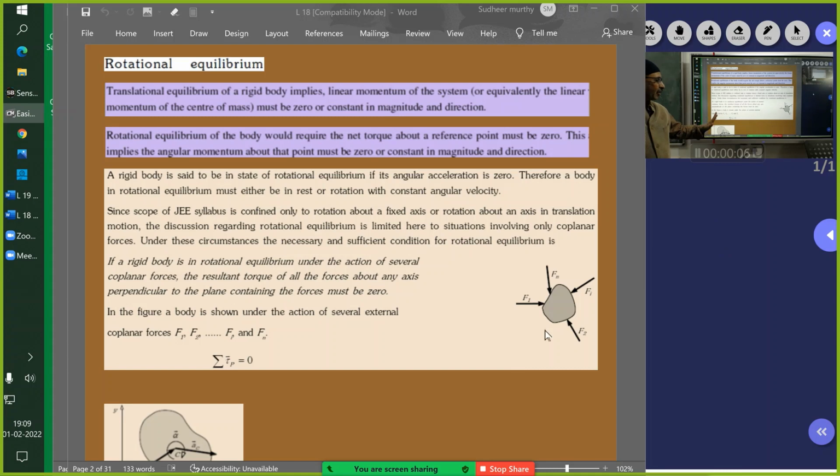Okay, yesterday we had a long discussion on this rotational equilibrium. I just shortened it and summarized it. I added some more diagrams to this.